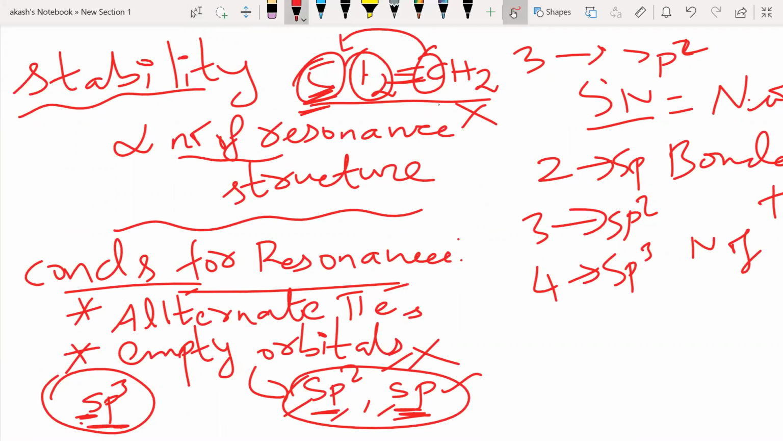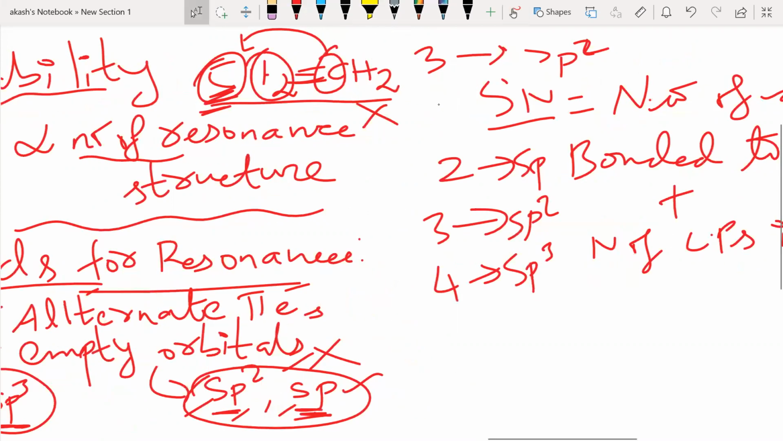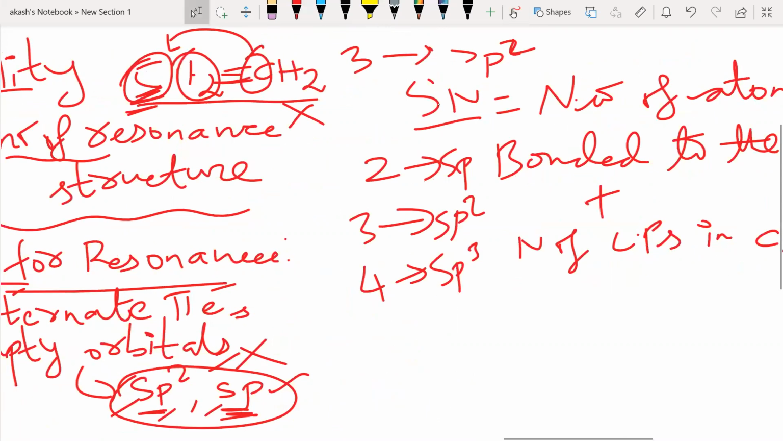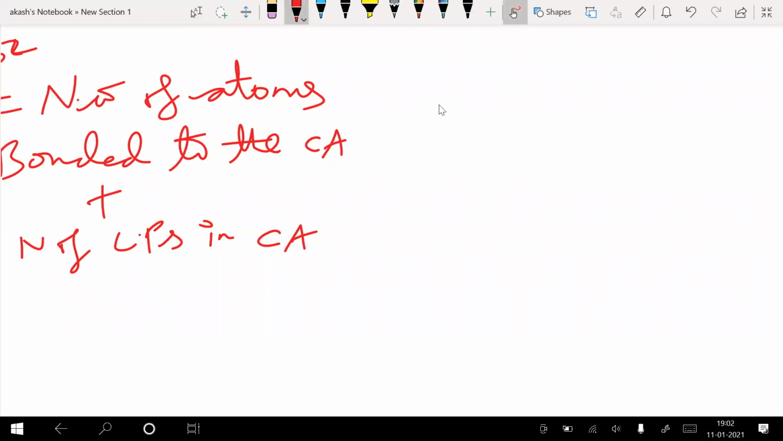Now let me talk about the acid part. Let me take some inorganic acids first. I think I would have taken this example at some point of time. What is the time, guys? Okay, I have almost 15 more minutes.